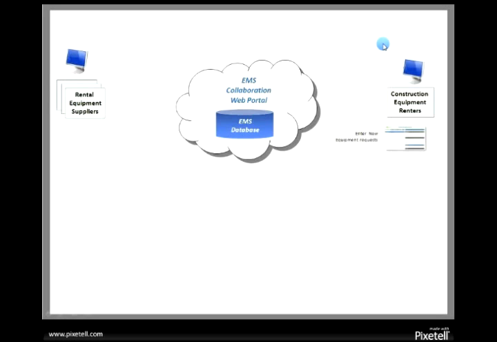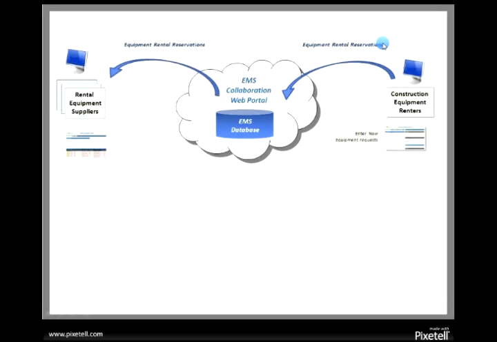So, a company who needs to rent construction equipment fills out a rental request template and submits it to the system. This information goes into the EMS database, and that request is immediately made available to the rental equipment supplier. The supplier, in turn, will check his inventory, and if that equipment is available for the time period requested, he will return a confirmation to EMS, which is immediately made available to the renting company.